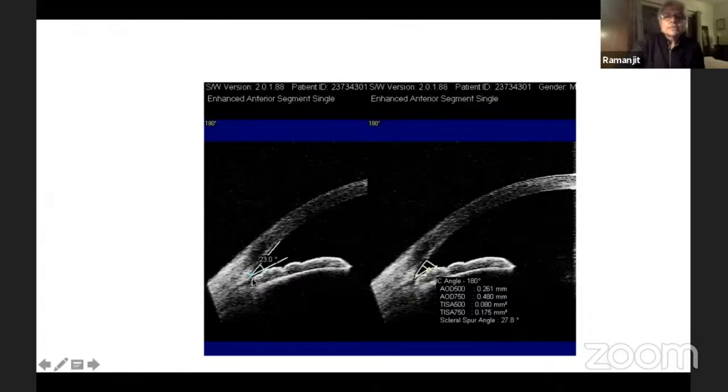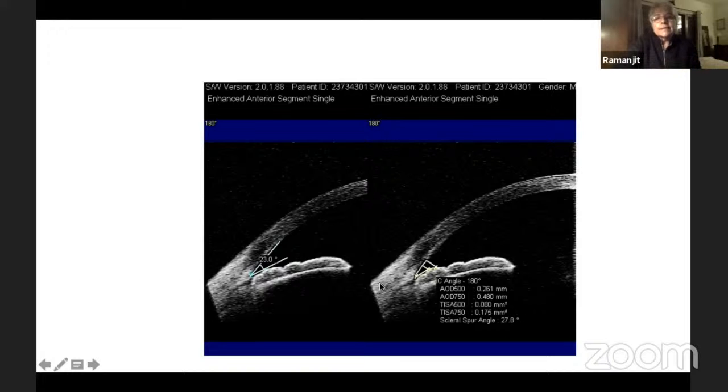We would like to get a measurement of the angle itself. This is from the scleral spur. You mark the scleral spur, and most of the anterior segments will automatically give you what is the angle between the most peripheral part of the cornea and the tangent drawn from the surface of the peripheral iris. You can additionally get an angle opening distance, which can be at 500 microns, at 750 microns from the scleral spur. It again gives you areas that are there in these 500 or 750 microns from the scleral spur.